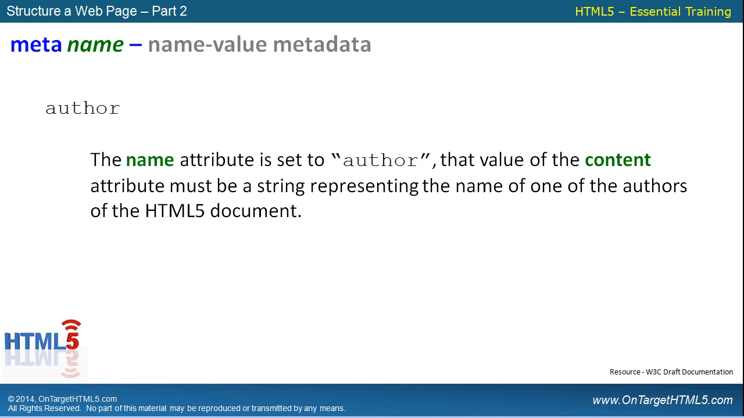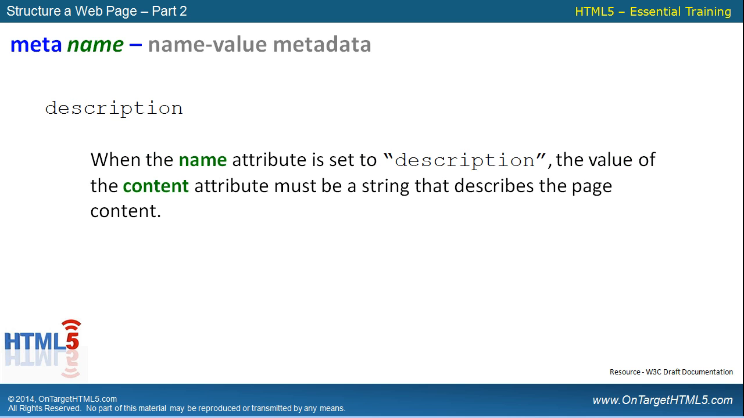Author. The name attribute set to author. The value of the content attribute must be a string representing the name of one of the authors of the HTML5 document. I use this one all the time. When I author an HTML web page, I make certain I have a meta tag with author in there and my name in it, or Unarget HTML5 in it. That lets everyone who's looking at the source of that document know who that document belongs to, who actually designed that document.